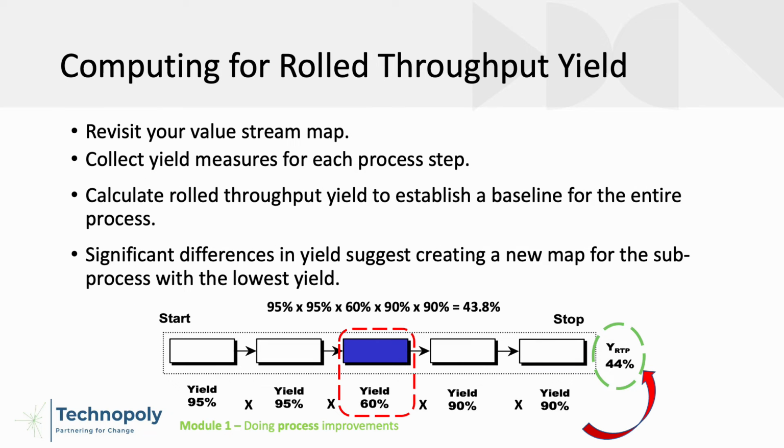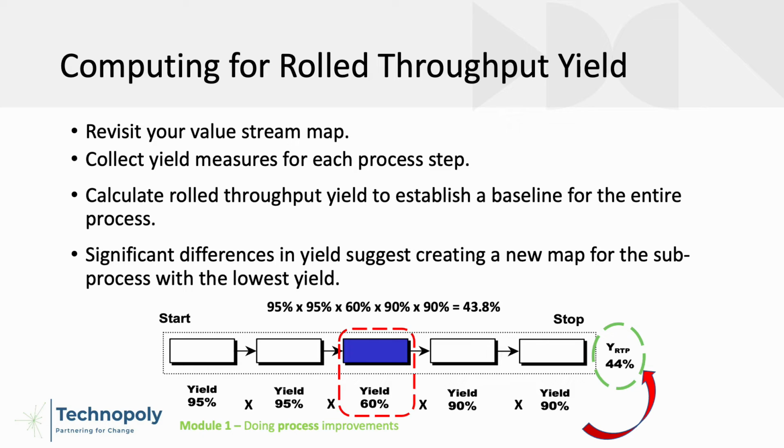As a way for us to compute or establish our rolled throughput yield, we can apply the following approach. First, you have to go back to your value stream map and understand what these major processes are. For each of these process steps, you now compute your first pass yield. Each process can easily be established by using the input and output of that particular step. Once you have the yield of each process, you can multiply these yields to give you what we call the rolled throughput yield.